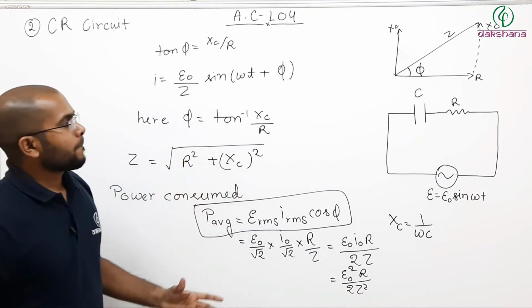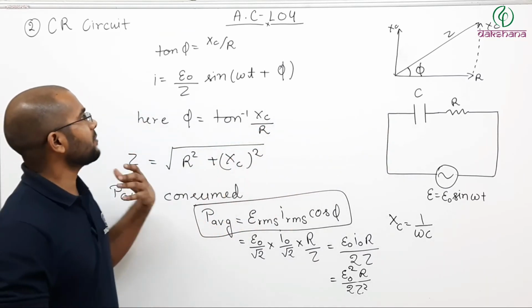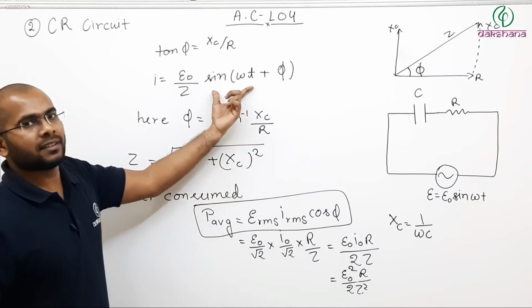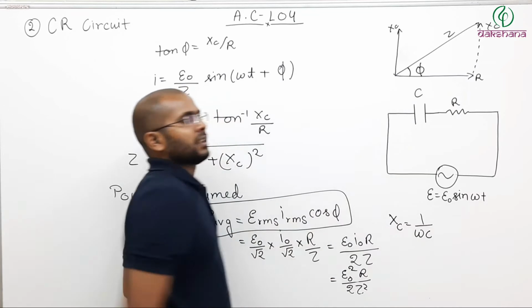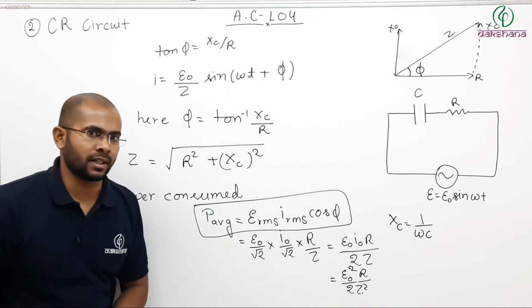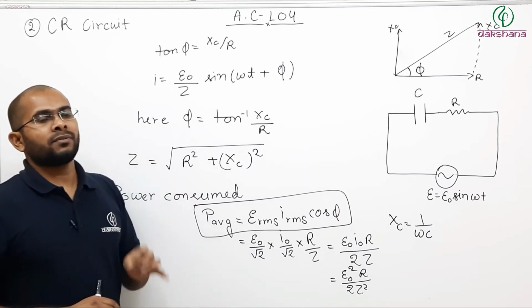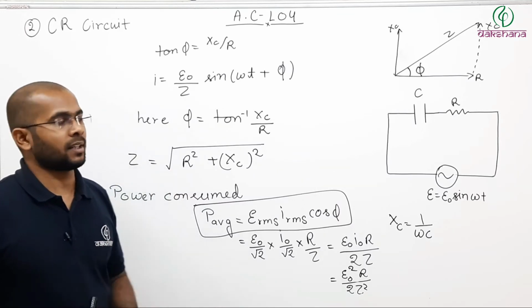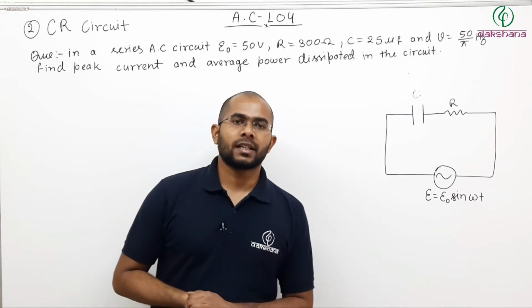So here you see that if I use the vector method of finding the current, then it becomes very easy. You can directly write this where phi is like this. If you want to solve mathematically, then it would be a little bit complicated. That is why we study the vector method of finding the current in an AC circuit. Pause the video, note it down. Let us solve a question based on your RC circuit.